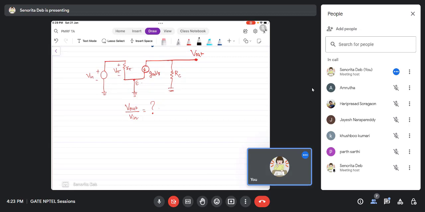So how do you solve this kind of a thing? This is network analysis now. So if you guys have not done network analysis, please do that first. Networks is the first subject to do. Networks and signals. Okay. So let me just tell you how to solve this.